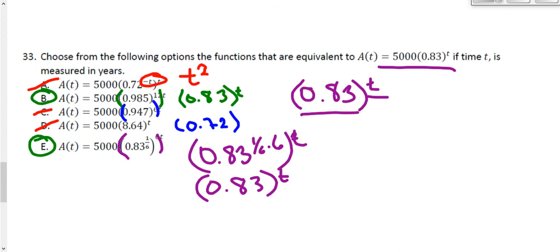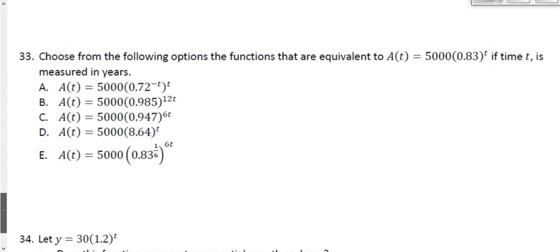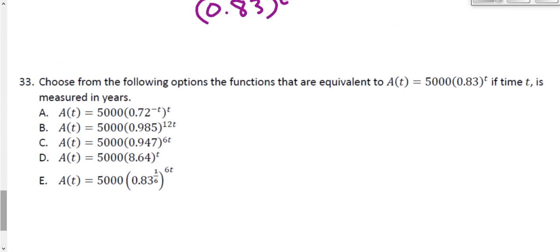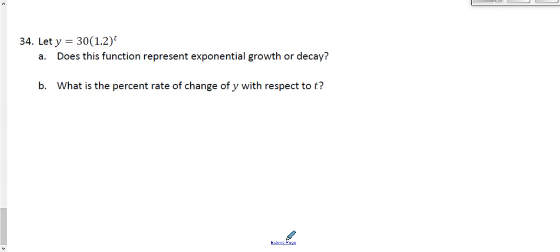All right, we have one more question about growth and decay. Let's take a look here. Choose from, two more questions. Just kidding. Oh no, I copied that one in twice. Haha, we already did that one. Okay, let's take a look at question 34.